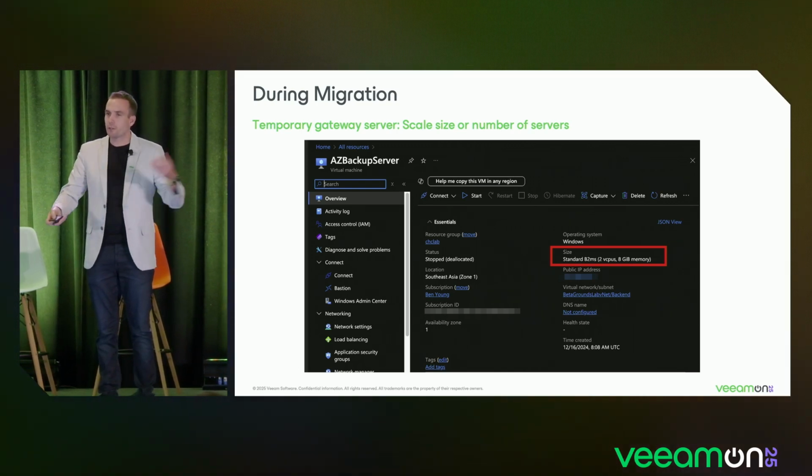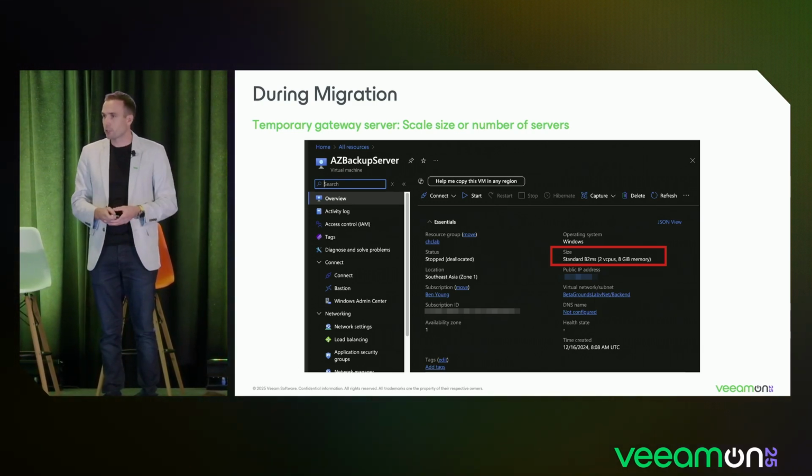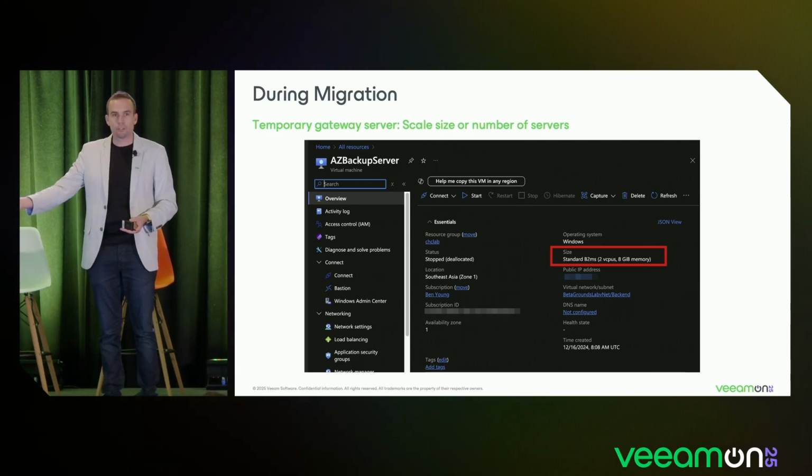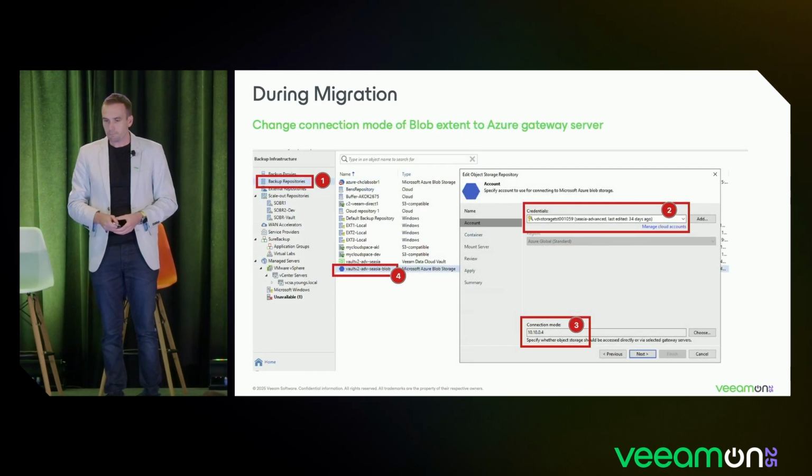A Windows machine that you can connect to Veeam. You import it the normal way that you would normally import a machine into Veeam. It deploys the required services, and then it's selectable as a gateway server for your blob. And that's what it looks like.